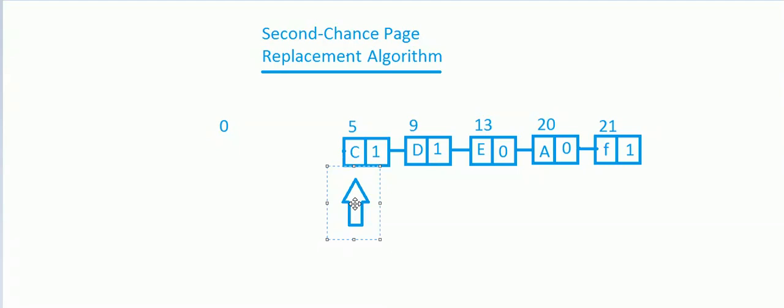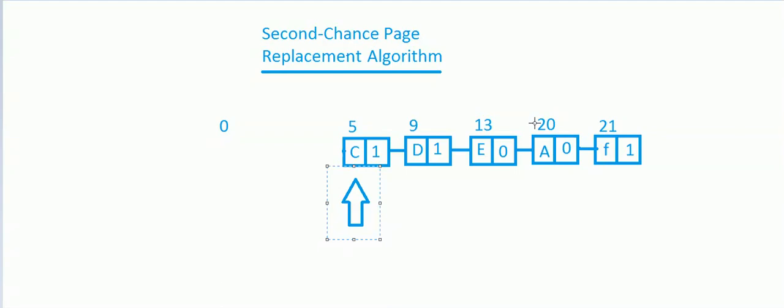Now this algorithm has one advantage over FIFO, which is that it avoids the problem of throwing out a heavily used page. Like in this case, A was referred once, so it was given a second chance and was added to the end of the linked list. So it was used, so we didn't directly remove it, we added it again to the end so that we can once again refer to it.